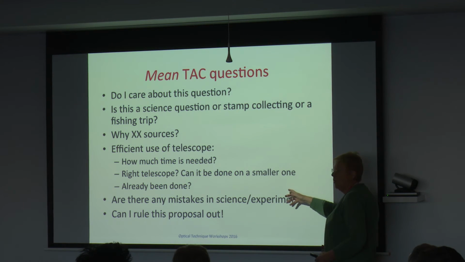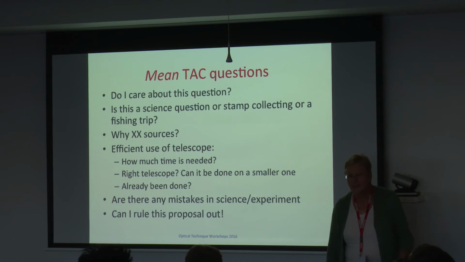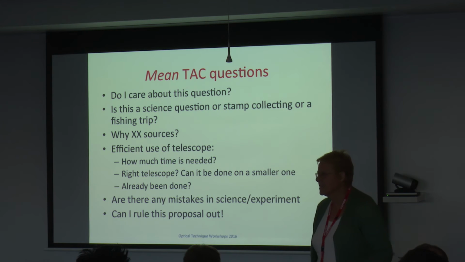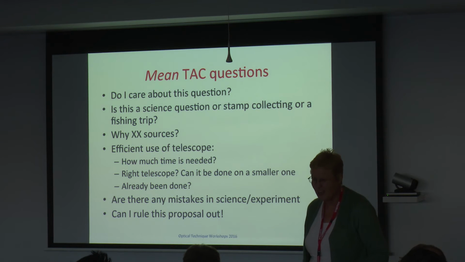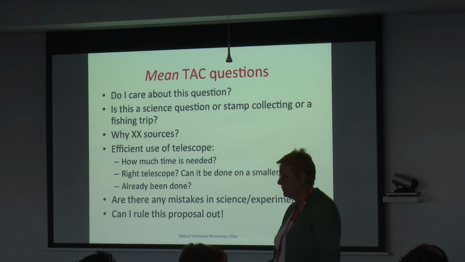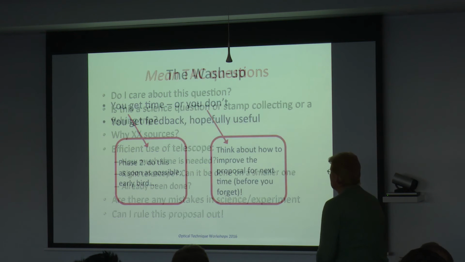The TAC are reasonably competent and often will know what's going on. Are there any serious mistakes? And really, the TAC works in a way mostly which says, can I chuck this proposal out? That's how they approach each proposal. Can I chuck it out? Can I drop it down to the bottom of the ranking? So this is what you're fighting against.